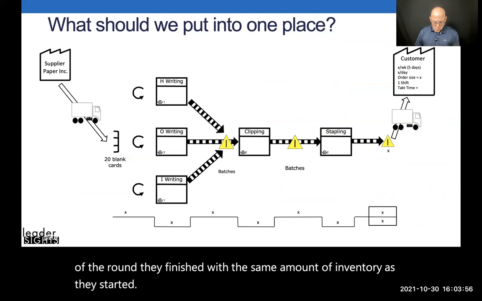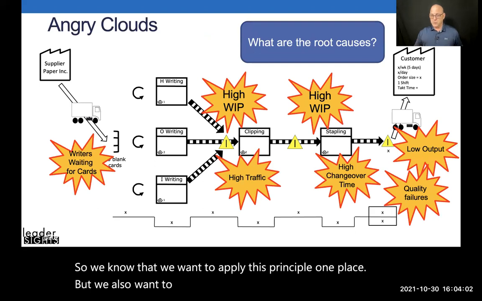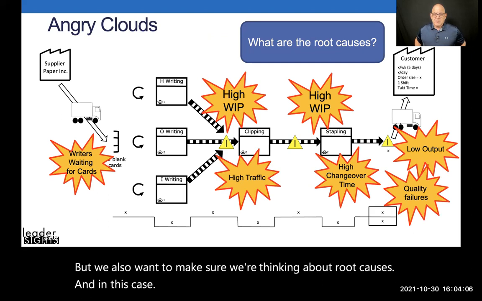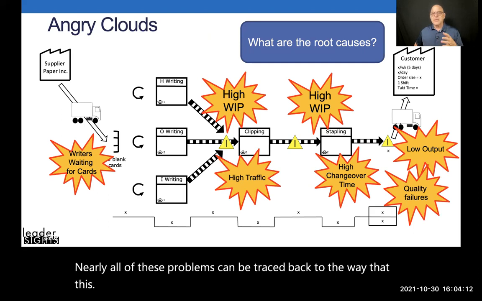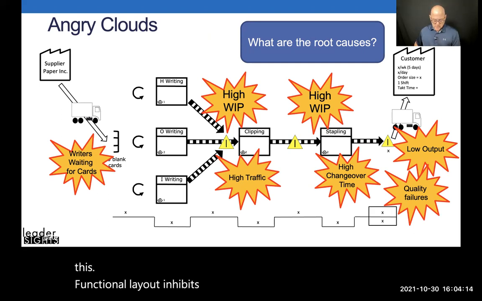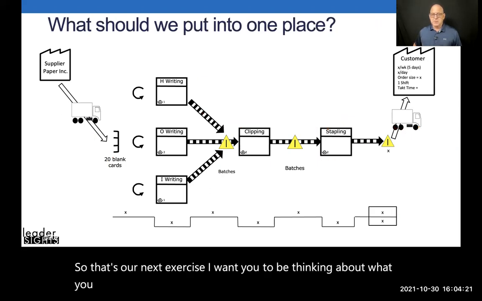So we know that we want to apply this principle one place, but we also want to make sure we're thinking about root causes. And in this case, nearly all of these problems can be traced back to the way that this functional layout inhibits flow. So that's our next exercise. I want you to be thinking about what you can put into one place. That means in these operations, what would you combine?